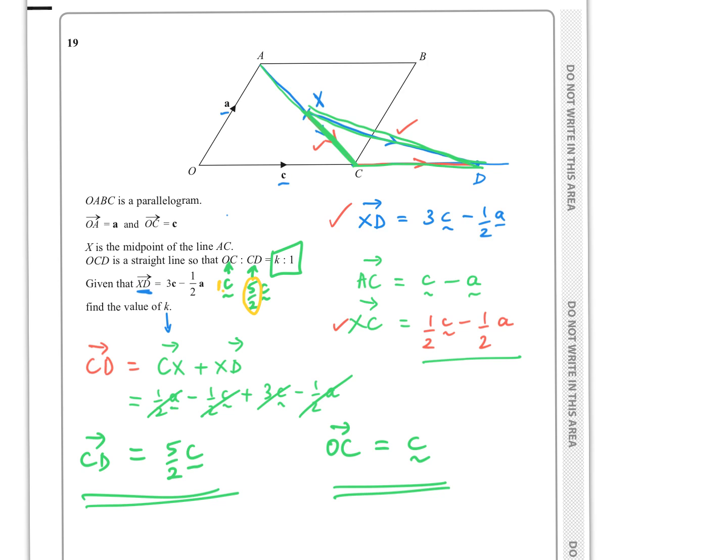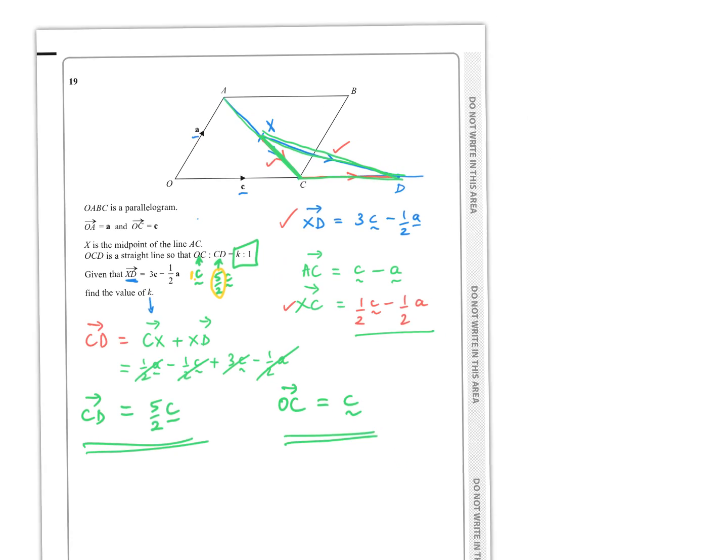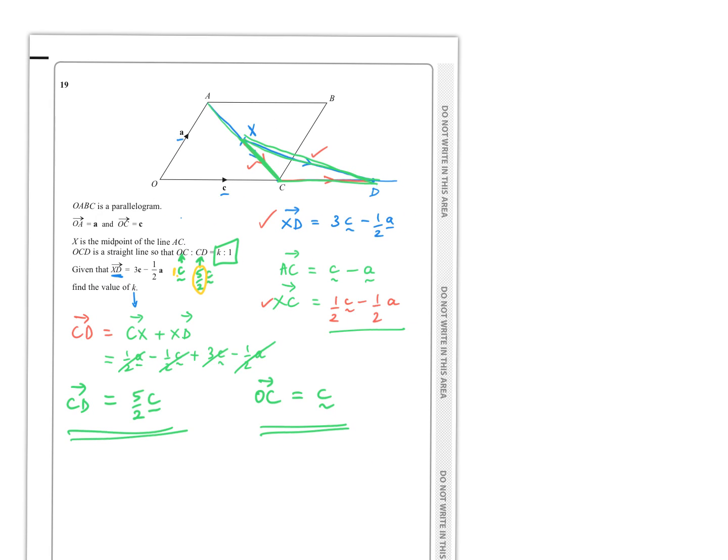I'll create a little bit more space so you can see. That means we've got 1 to the ratio of 5 over 2, but the question wants this to be 1. So if we times both sides by 2 and divide both sides by 5, then k is equal to 2/5.